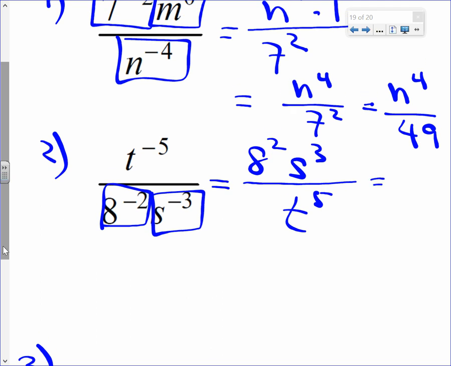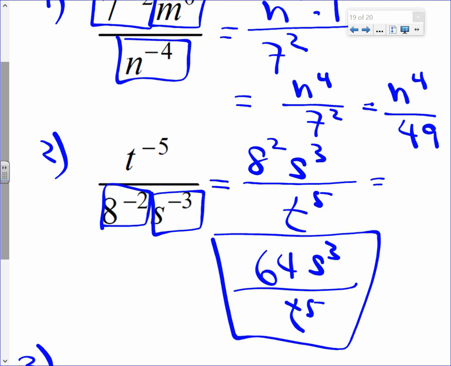Let's just simplify bases that are numbers. 8 to the 2nd power is 8 times 8. That'll be 64. So our final fraction is 64, s to the 3rd power over t to the 5th. Cool.